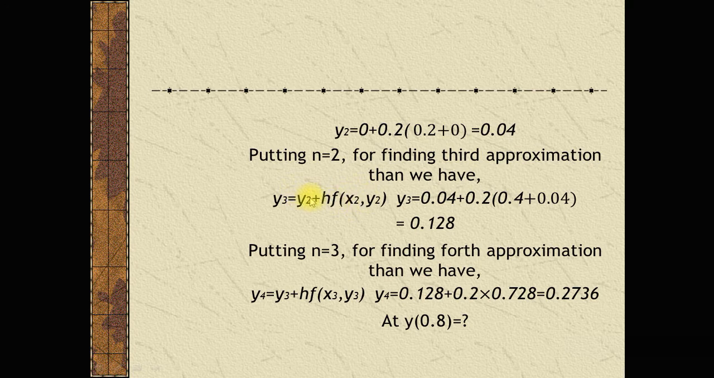Now the y2 value is 0.04 plus this is the value of step size, and the function at x2 y2 is equal to x2 plus y2. The x2 value is 0.4 and the y2 value you see over here is 0.04. Now after simplification, the y3 value is 0.128.